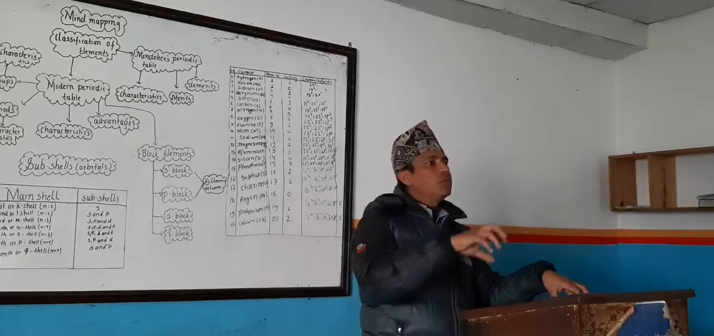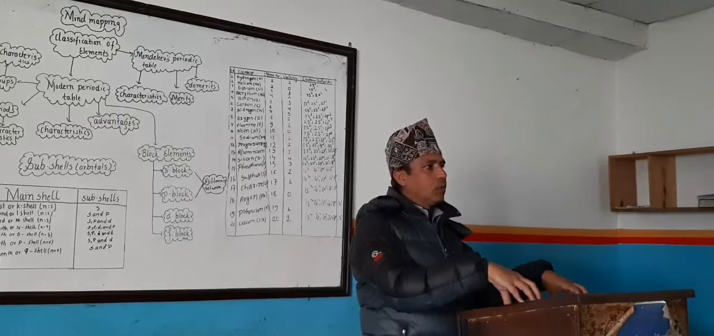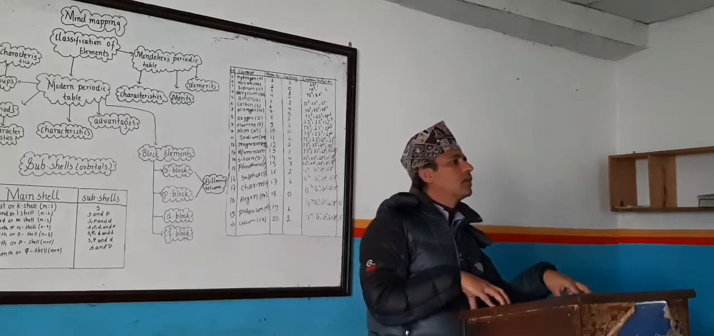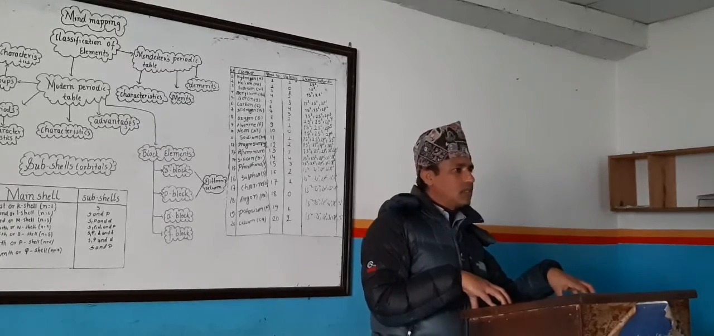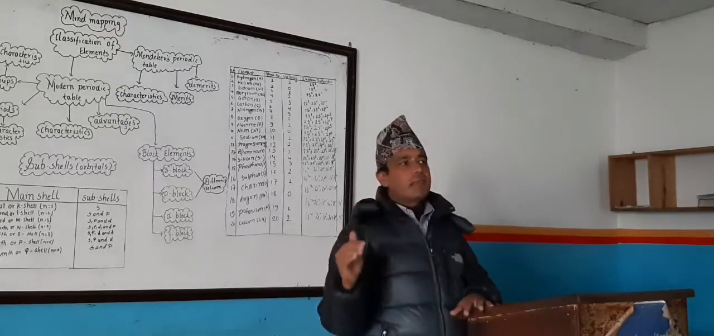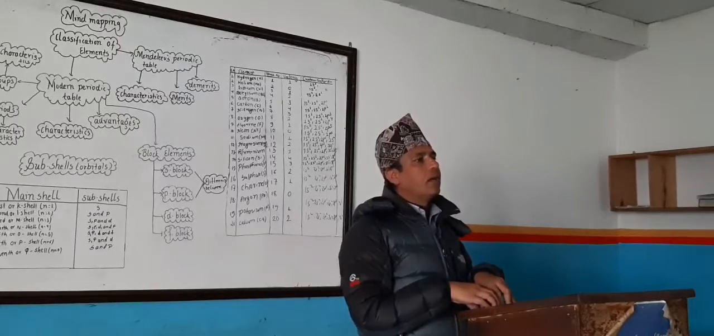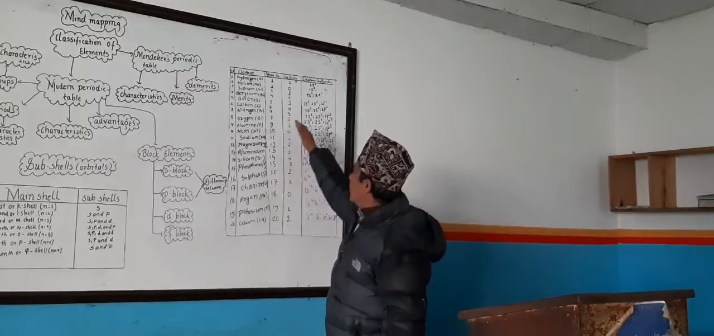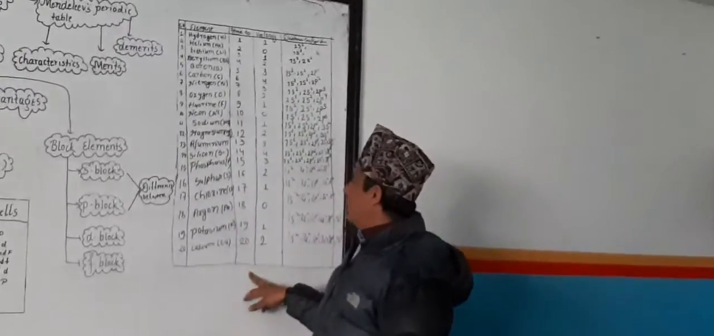Now groups 1B to 7B and 8 are the D block. They are transition elements. And as I said, lanthanides and actinides are F block elements. They are given, and the electronic configuration is mentioned here very clearly.